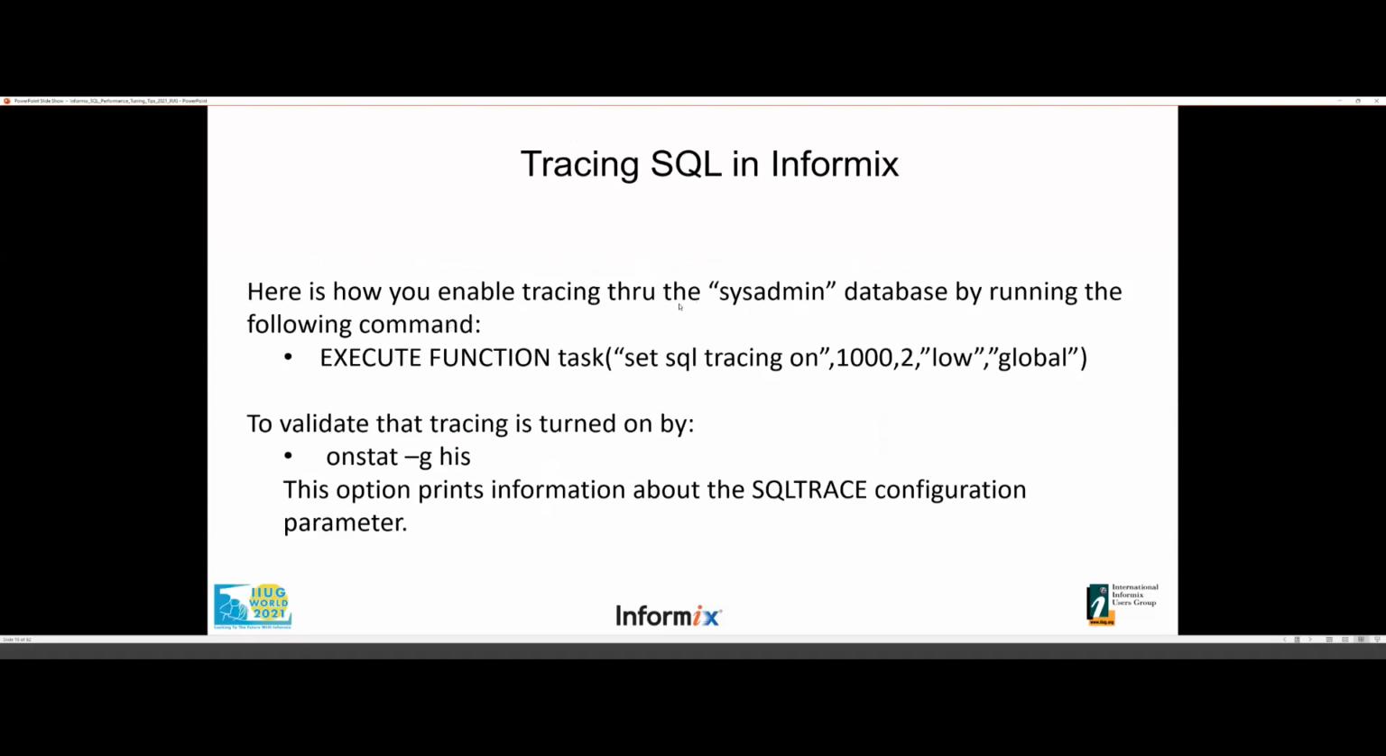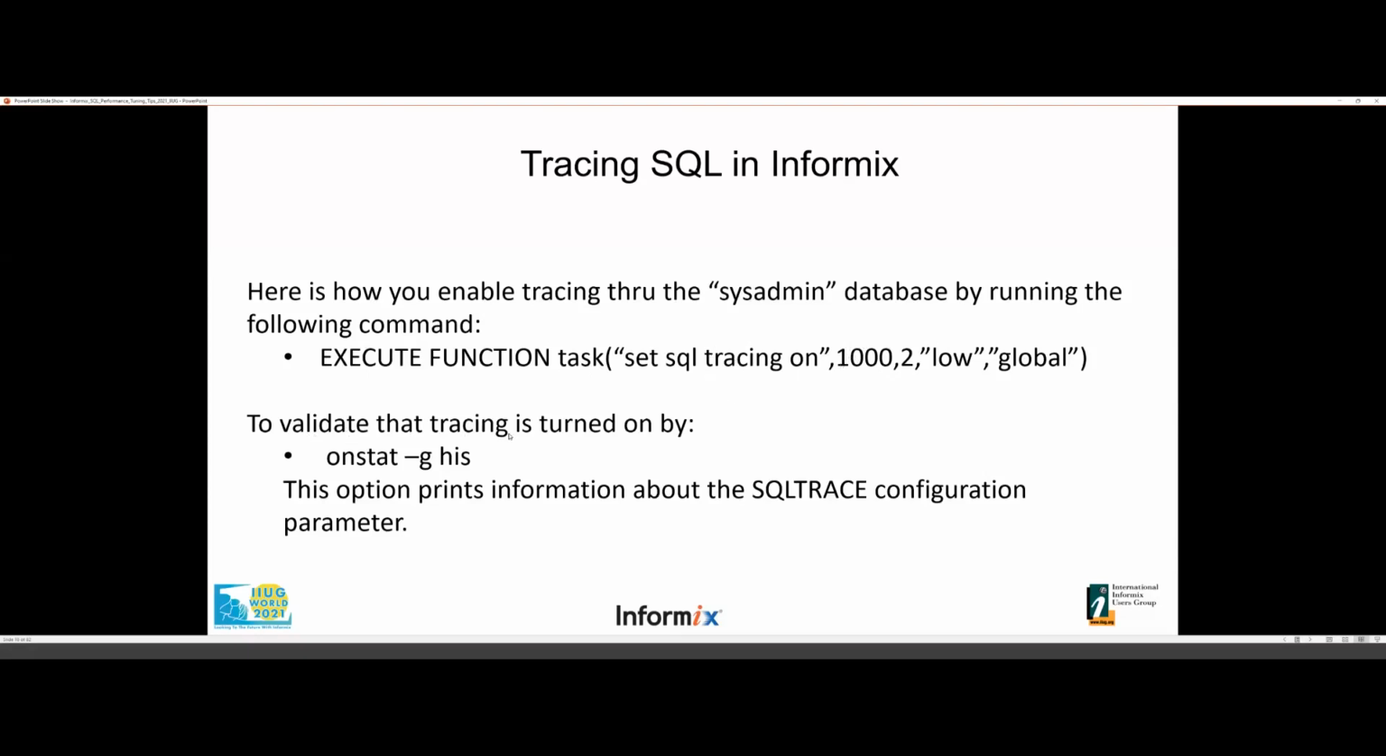Again, here's how you enable tracing through the sysadmin database by running the following command. So you say execute function task, set SQL tracing on, the value, the number of traces, the trace buffer size, low and global. If you ran this and then you say, you know what, I want to go up to 5,000 traces, you would just change that to 5,000 and run it and it'll change it.